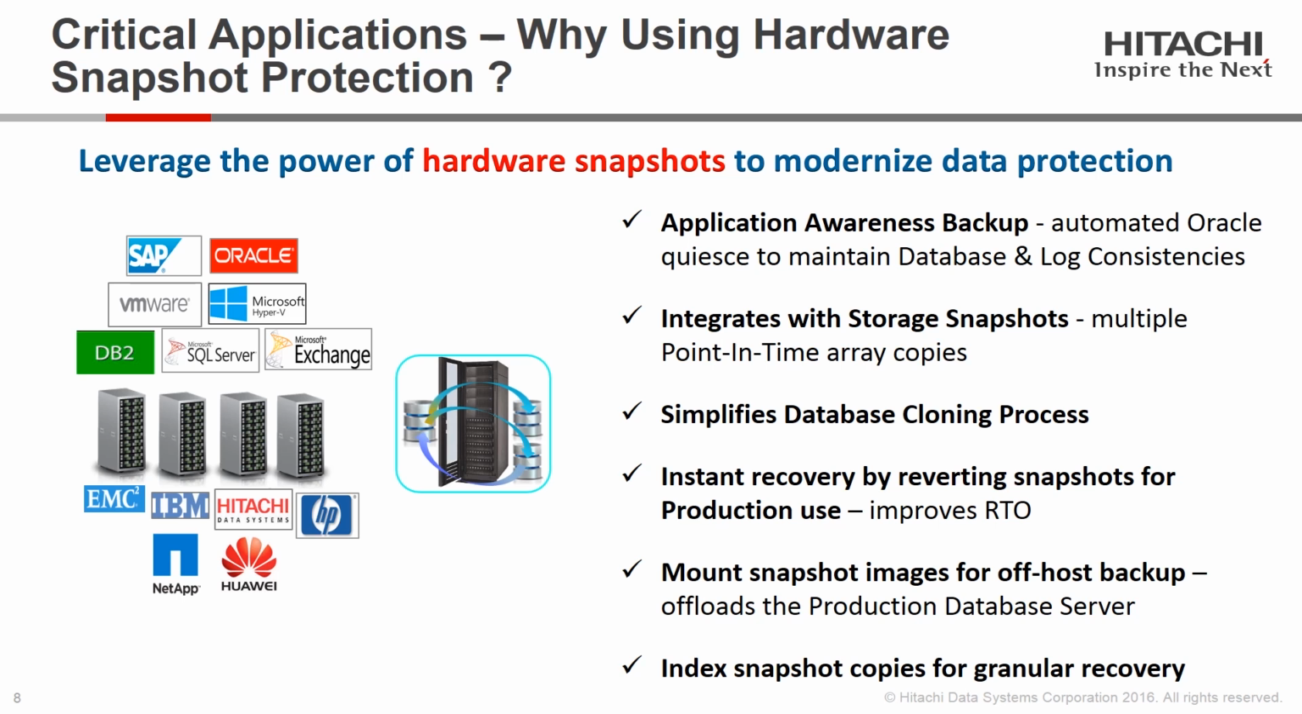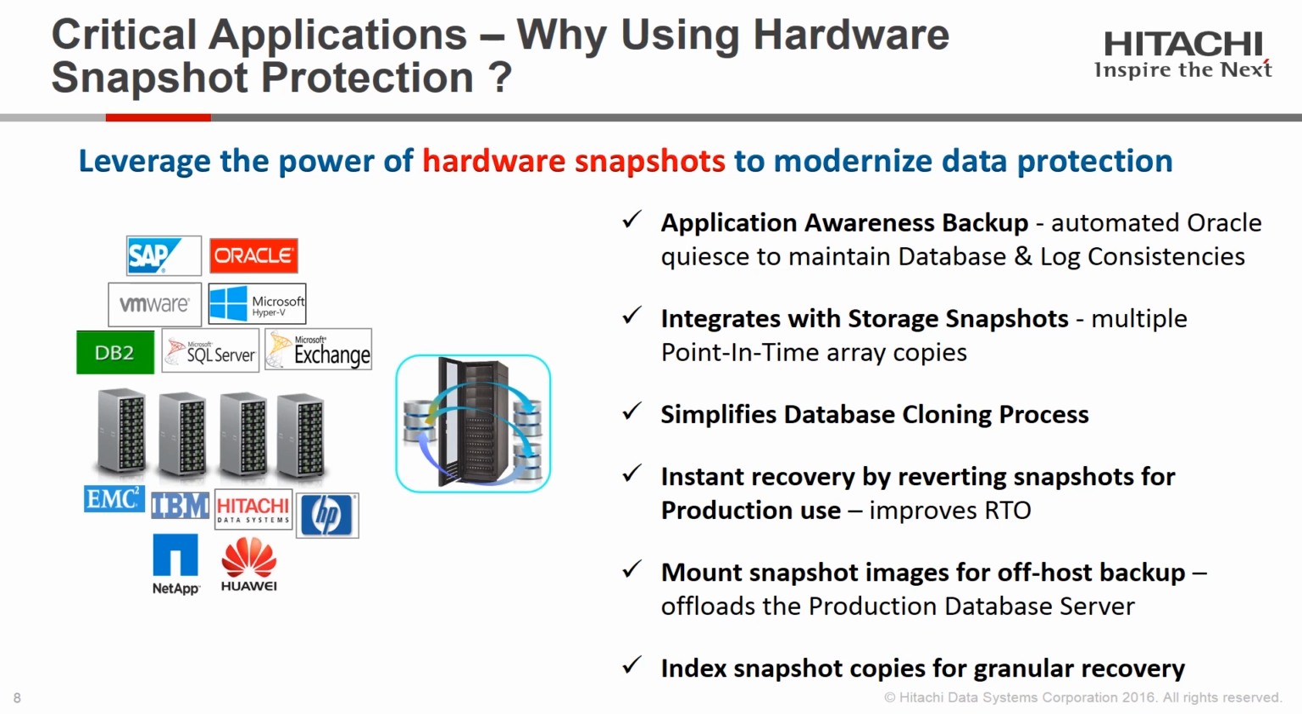Simplified database cloning. By leveraging snapshot backup protection, Oracle databases can also be cloned for testing and development or non-production use. Instant recovery by reverting snapshots for production use. Now backup administrators can easily select a point-in-time snapshot copy from the backup management console and revert it for production use. As the whole process is seamlessly integrated with the underlying back-end storage, the storage snapshot revert processing time normally takes between seconds and minutes. This greatly improves the RTO for the Oracle application.